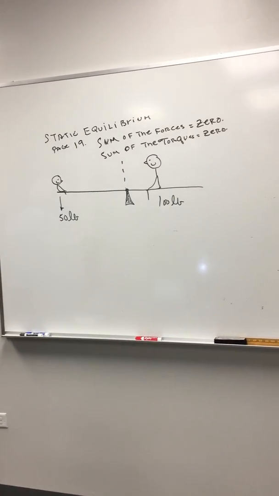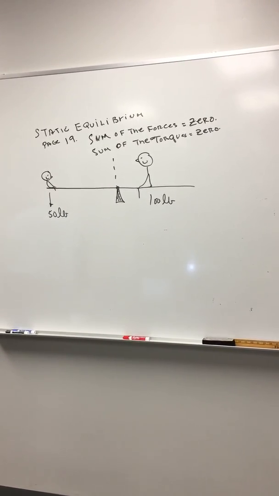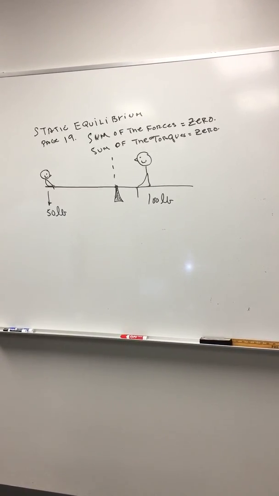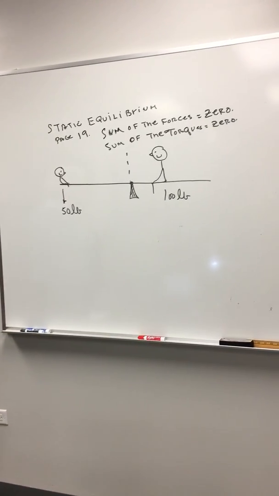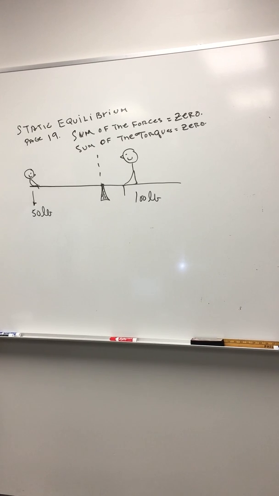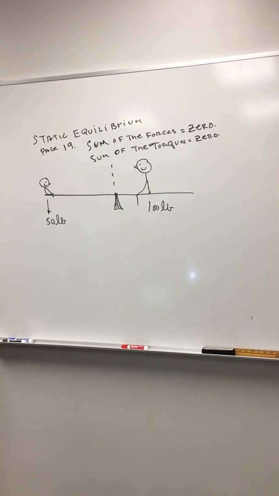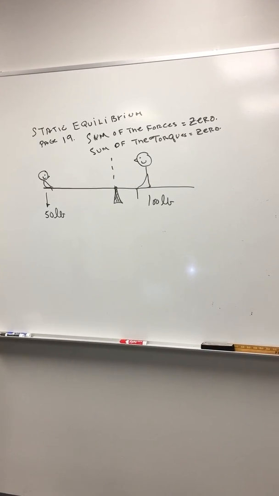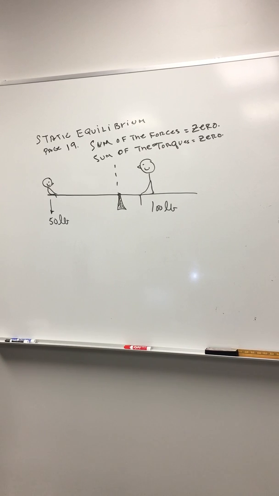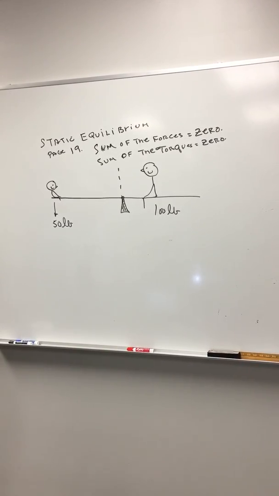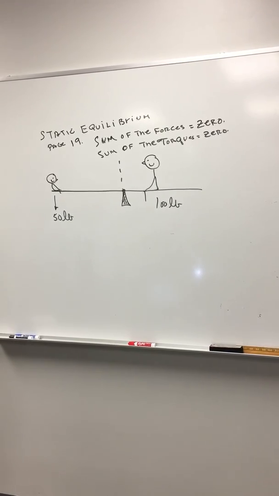Today's experiment is on static equilibrium. It's page 19 of the lab manual, so please open your lab manual to that page. This talks about two things that we have to worry about. One is the forces, and with static equilibrium, all the forces have to be equal to zero. Also, all the torques acting on an object have to equal zero. So there's no acceleration involved. No acceleration, no motion. Well, there could be motion, but no acceleration though.